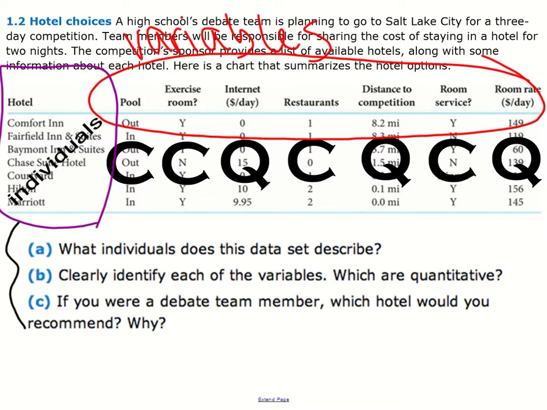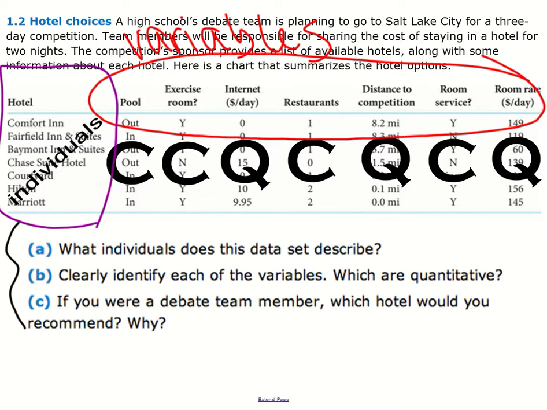And quantitative, that's the cost of internet per day, the distance to the competition, and the room rate per day. If I were staying at one of these hotels for a debate competition, I would probably choose to stay at the Fairfield Inn and Suites. It has an indoor pool, a pretty nice exercise room, and internet. You don't have to pay anything. There's a restaurant option. It's a little bit farther, but it's also a little bit cheaper. So, different things to think about. You might have a different answer than I do on that, and that's okay.